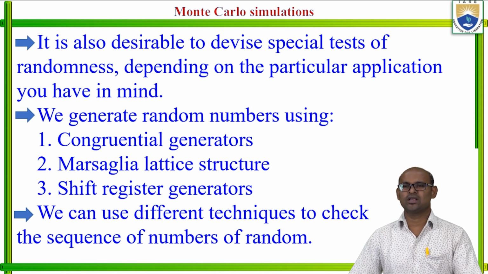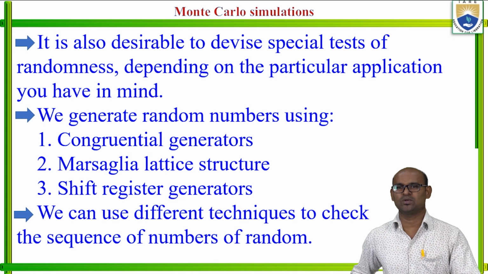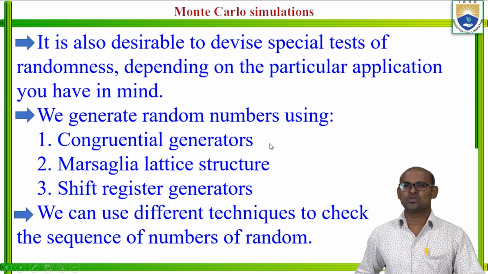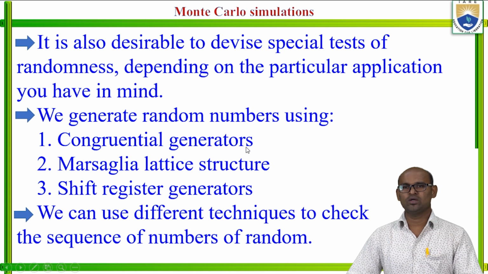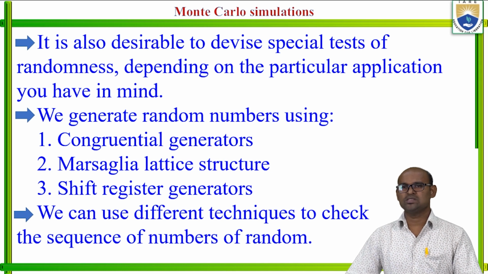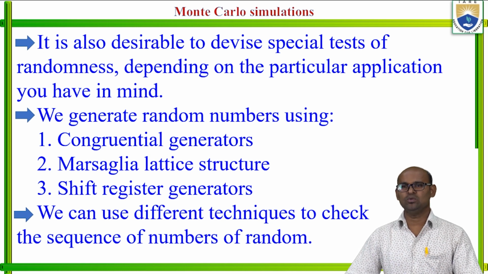So basically we generate random numbers using different techniques. Here I am mentioning a few generators that are used to generate random numbers, for example, congruential generators, Marsaglia lattice structure, and register generators. These are a few generators, but there are many. Whoever wants to use random numbers can create an algorithm to generate them. And the random numbers which were generated, which we call pseudo random numbers, have to go through standard tests of randomness so that they are uniformly distributed and are truly random.